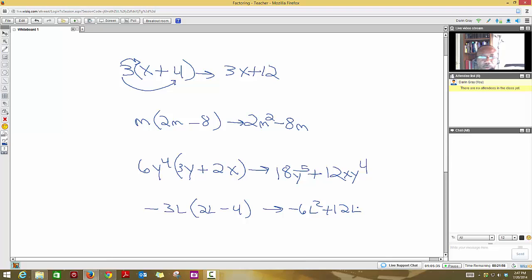So that's just a quick review on the distributive property. So now we'll talk about factoring, which is essentially the opposite of the distributive property.